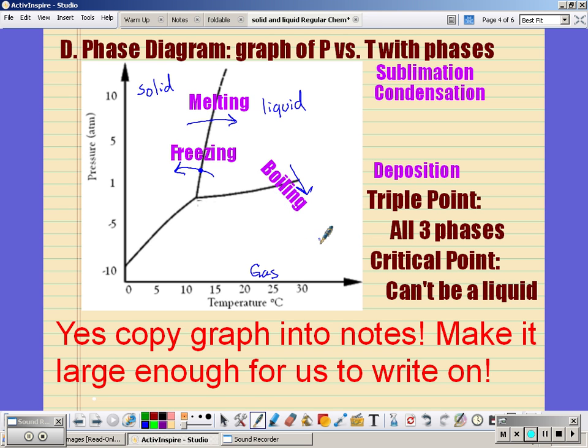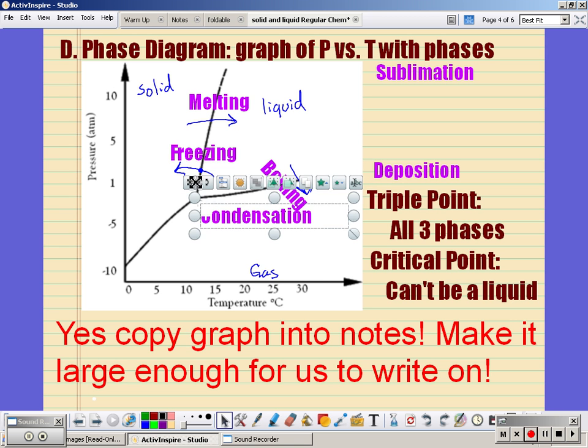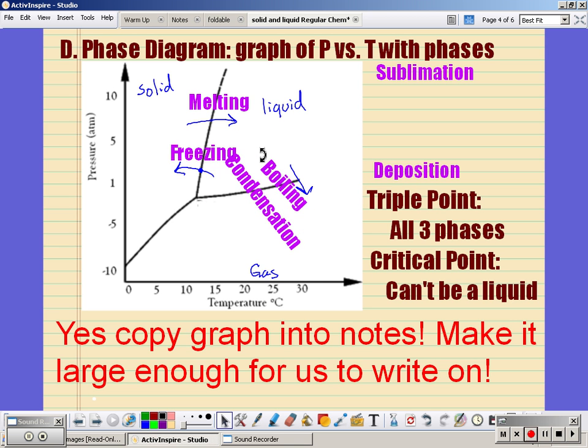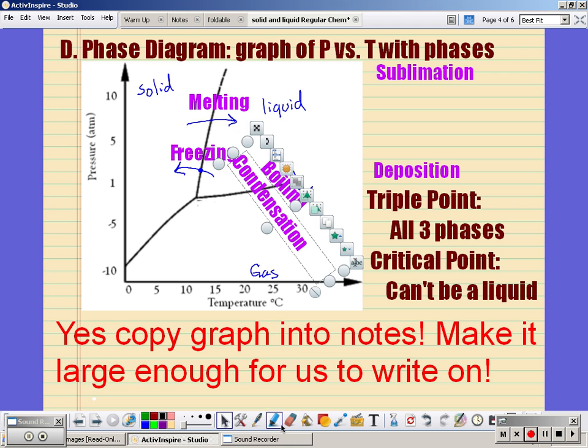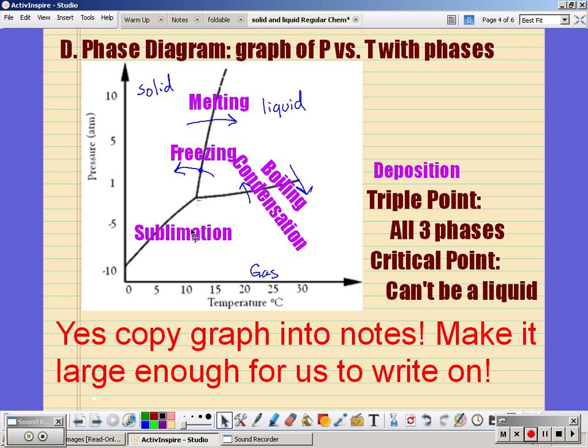If we were to move from the gas to the liquid phase, that would be called condensation. So it depends which direction you're moving across the line as to what vocabulary word you're using. If we go from a solid to a gas, that's called sublimation. So we would have to be crossing the line that direction. The opposite would be deposition, going from a gas to a solid. So we would be crossing the line that direction.